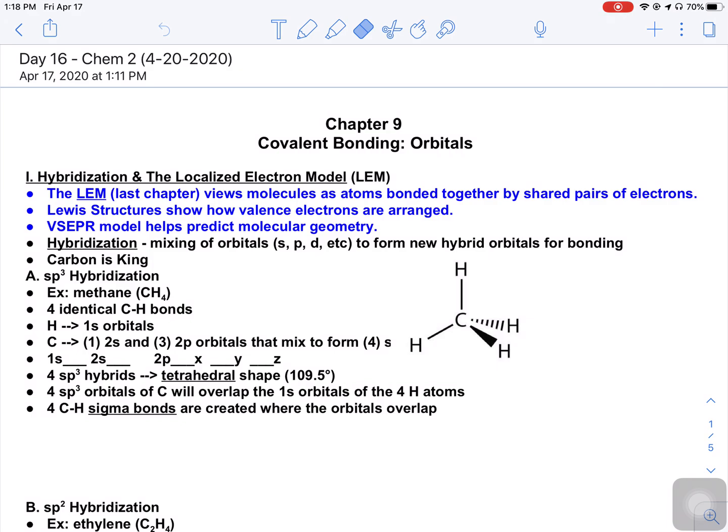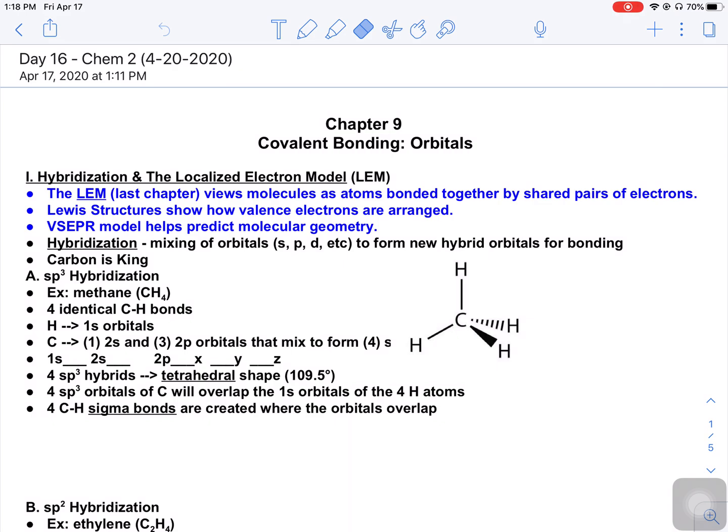So last chapter, we spent a lot of time on Lewis structures. And Lewis structures is this idea that valence electrons pair up to form chemical bonds. We have single bonds, one shared pair. We have double bonds, two shared pairs. And we have triple bonds, three shared pairs.